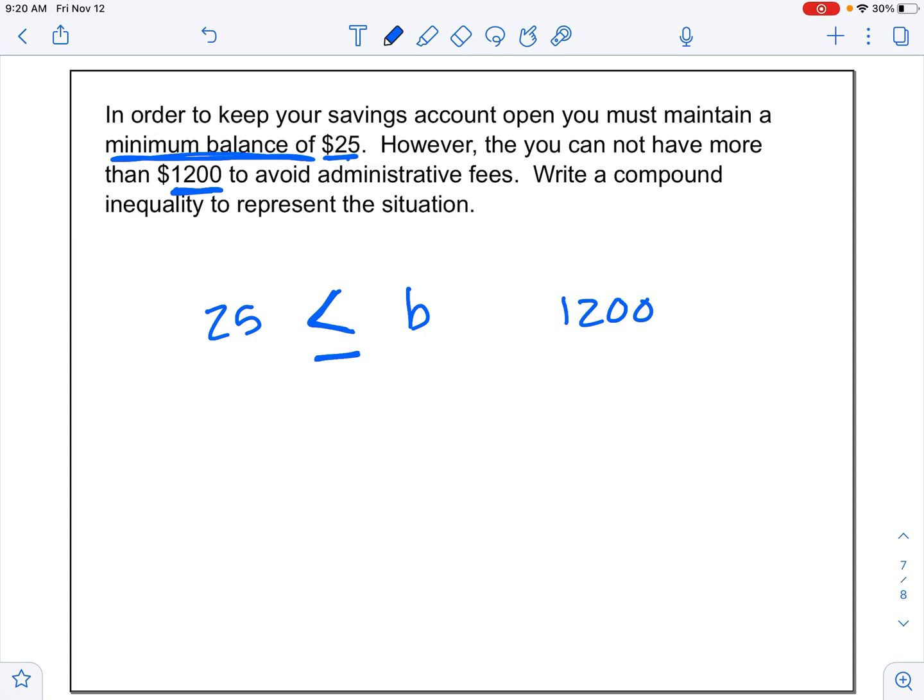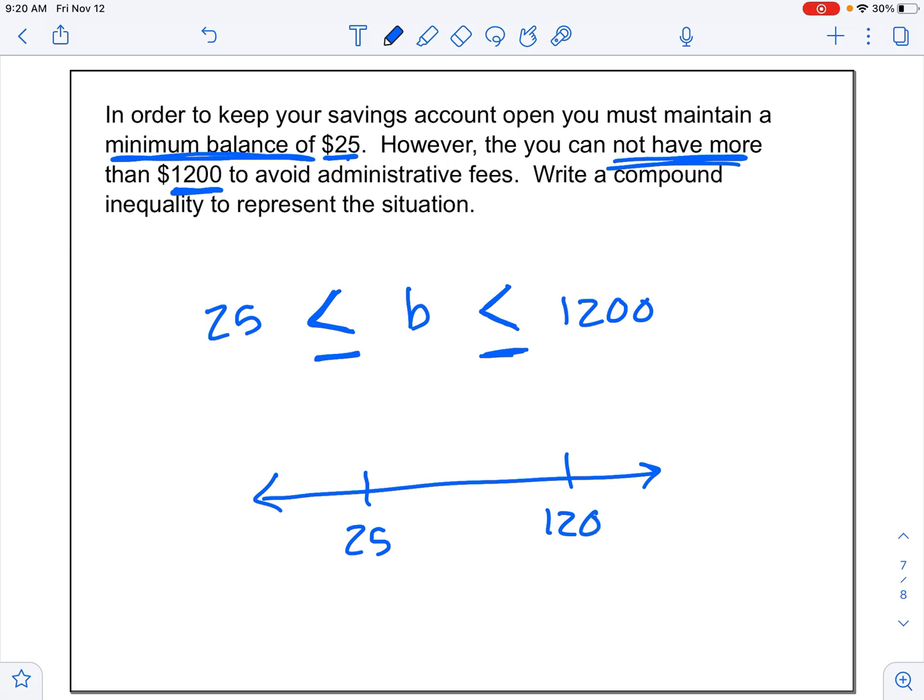However, you cannot have more than 1,200. So your B has to be less than 1,200, but can it be 1,200? Yes, you just cannot have more than 1,200. So I'm going to put the line underneath. And I'm sorry, I forgot to graph these. If the question says graph them, you also have to graph them. So again, lining them up like I'm on a number line. Here's my 0. Solid, solid, point toward each other.